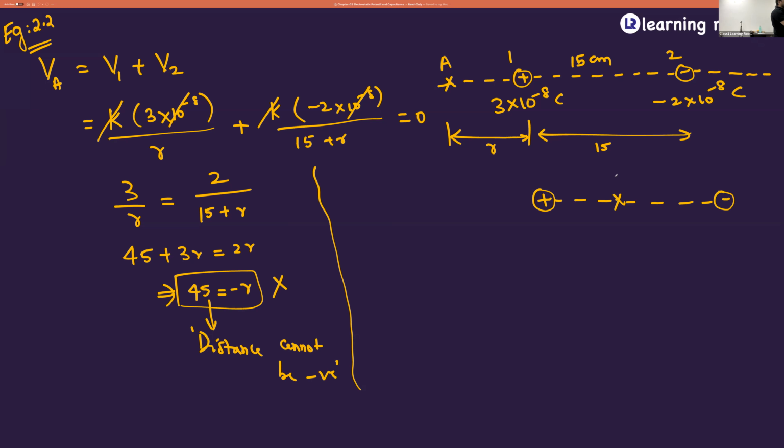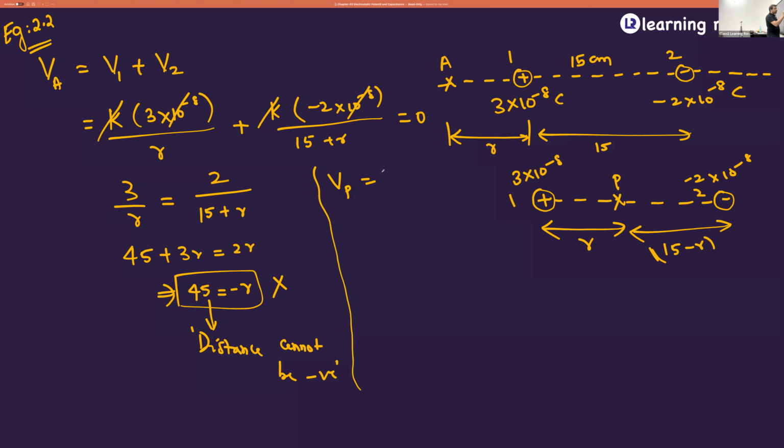I'll take the point P here, where the potential is 0. Let me call this distance R. Then this distance is going to be 15 minus R. This charge is 3 into 10 power minus 8, and this is minus 2 into 10 power minus 8. Am I clear with this? Right. So again, the first charge, second charge.